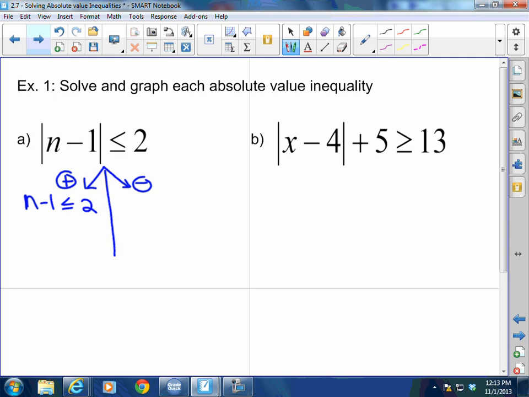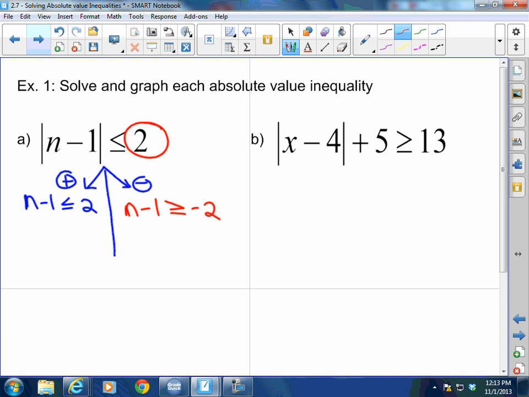My negative side, though, I'm going to multiply the non-absolute value side by a negative. And I'm going to flip the sign. So this is n minus 1 is now greater than or equal to negative 2. Before I proceed to solving, I need to know that you guys see what I just did. You promised me.